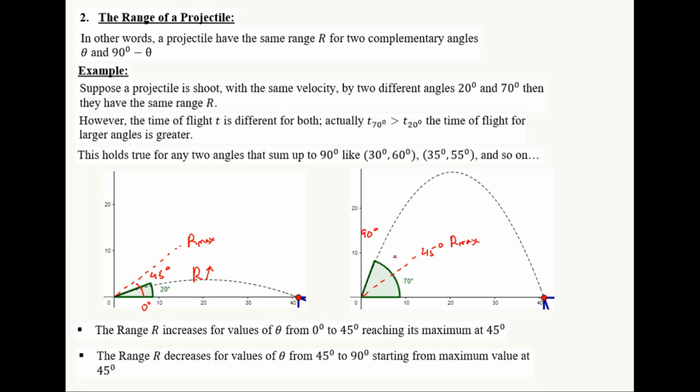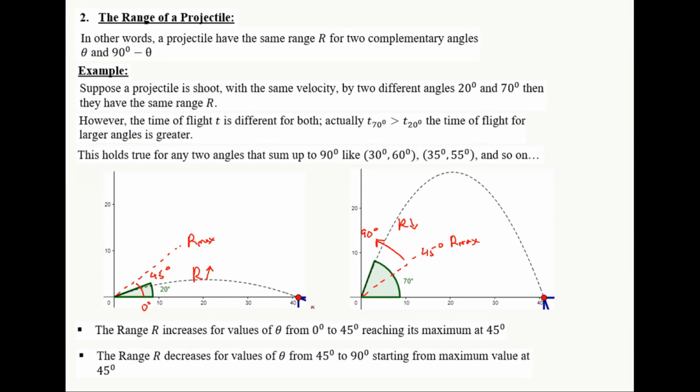Then going from angles of 45 degrees to 90 degrees, that would make the range decrease back again. And if you think about it, if you're launching the projectile vertically upward, that would produce no range, because it will be launched upward and it will land again at the launching point.